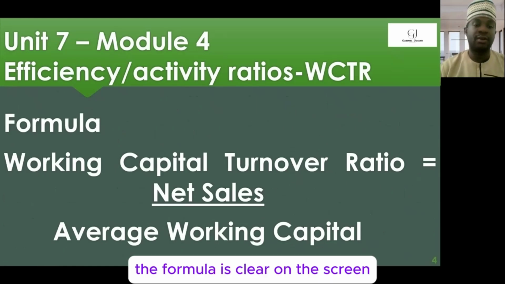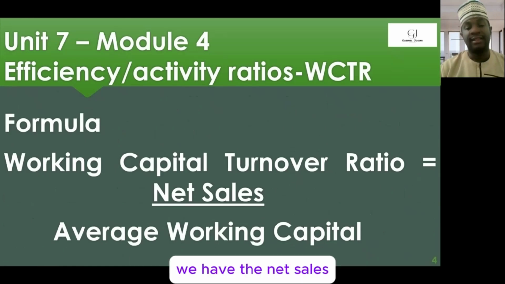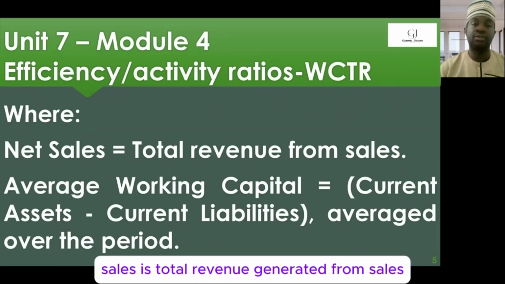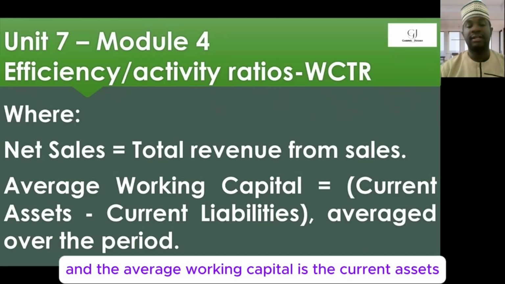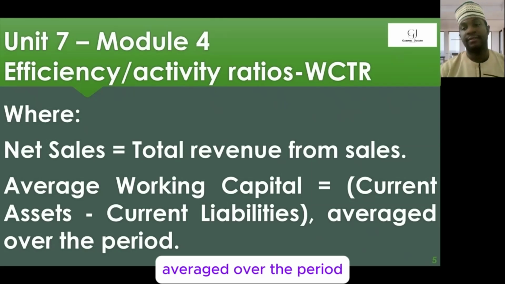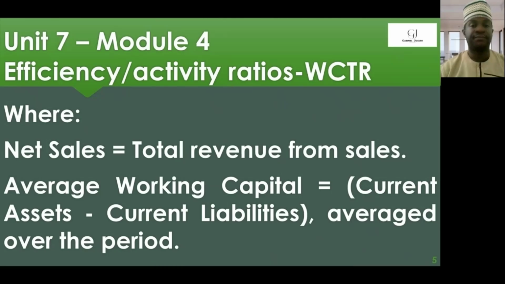The formula is clear on the screen. We have the net sales divided by the average working capital for the period, where your net sales is total revenue generated from sales, and the average working capital is current assets minus current liabilities averaged over the period.